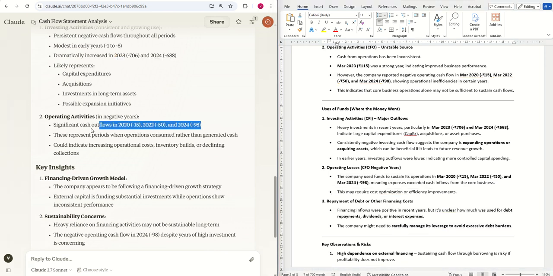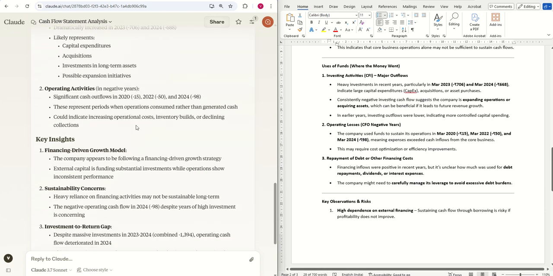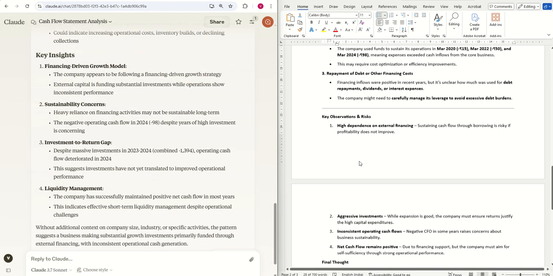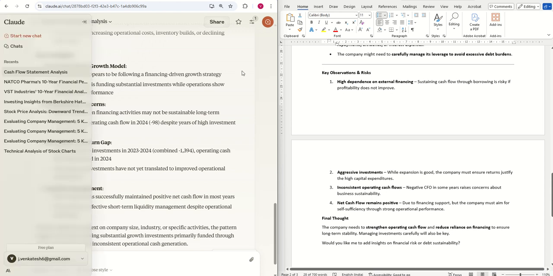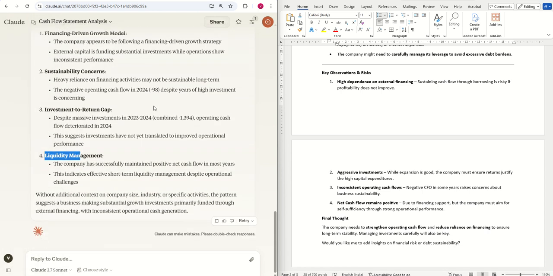Here also it points out, instead of saying losses, that there are significant cash outflows and repayment of debt. But here you don't have that mention. There's a small repayment of debt. Then key insights. Here also you have key observations: finance-driven growth model, sustainability concerns, investment to return gap, and liquidity management. So here you got a slightly different output than what we saw in ChatGPT.